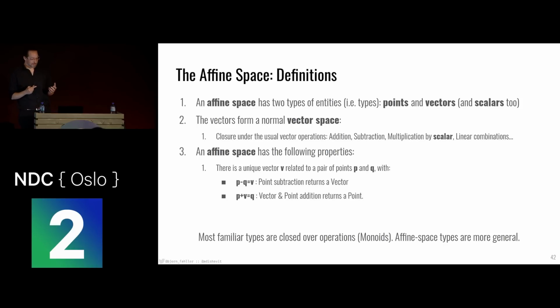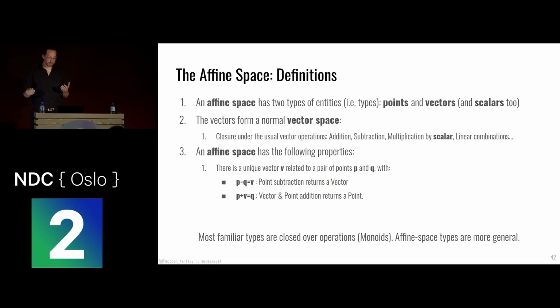Now, let's look at some definitions. So, as we said, the affine space has two types of entities, the points and vectors, and of course scalars, because the vectors form a normal vector space. Anyone who's taken any linear algebra knows we have closure under the usual operations like addition and subtraction.